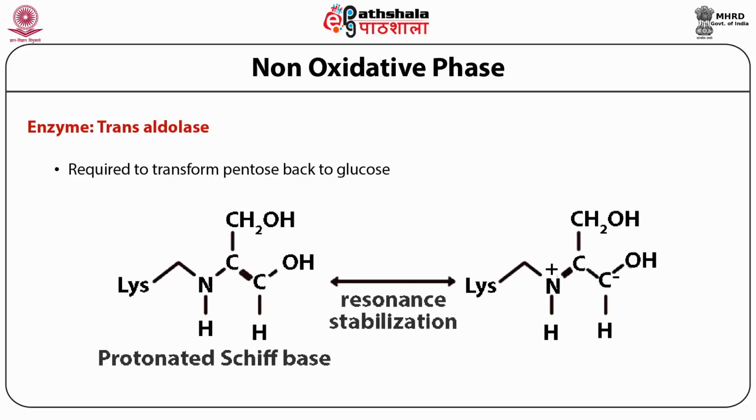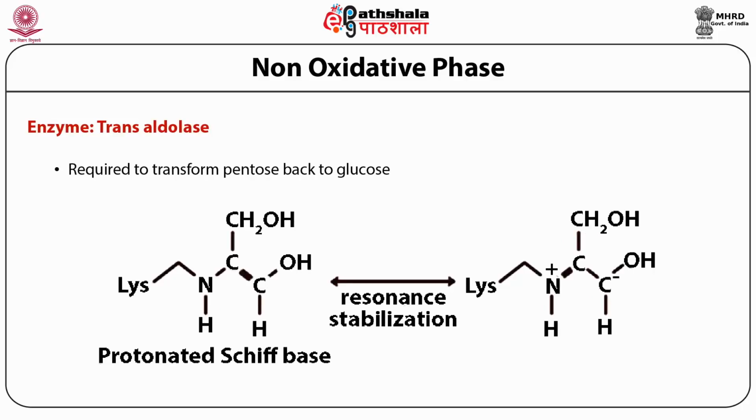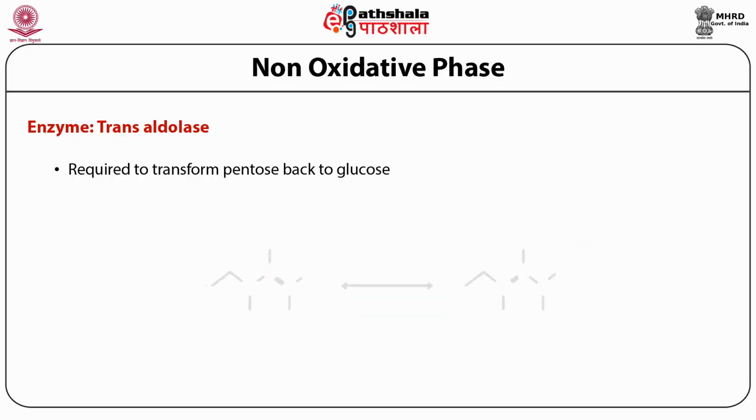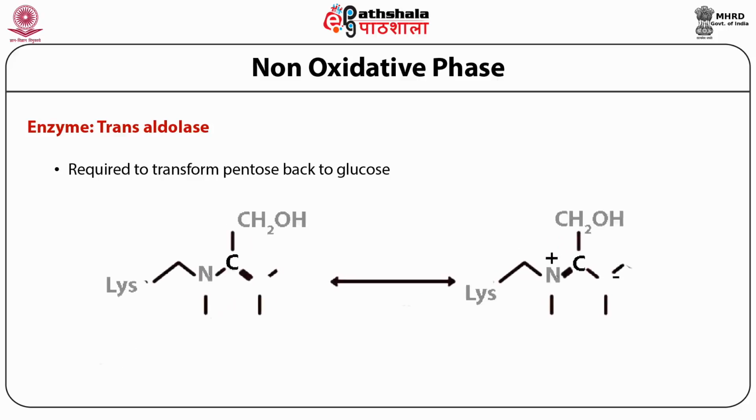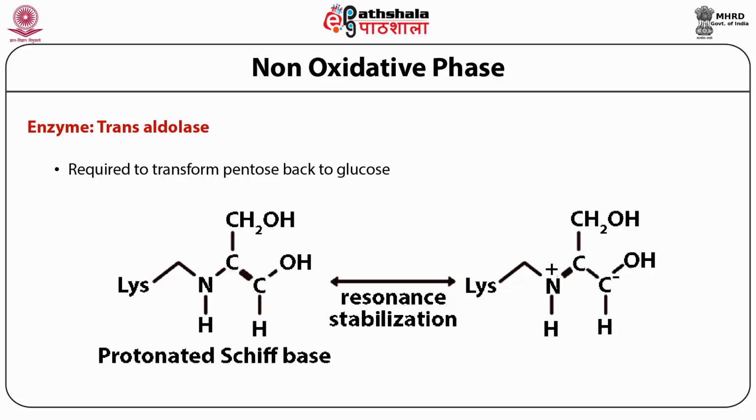The following figure shows the reaction catalyzed by transaldolase. Transaldolase forms a protonated Schiff base intermediate with a ketose, stabilizing a 3-carbon intermediate, allowing an aldose sugar to react with the enzyme-linked ketose.